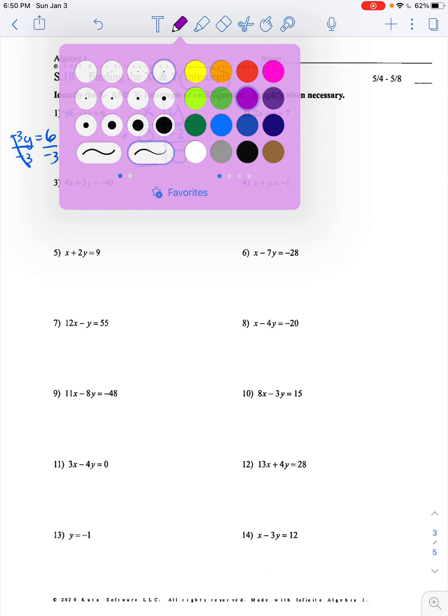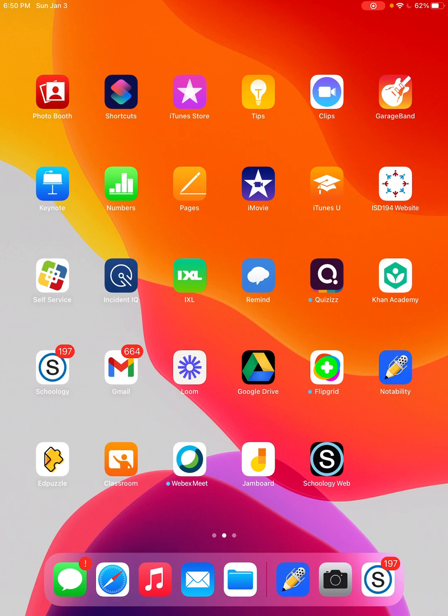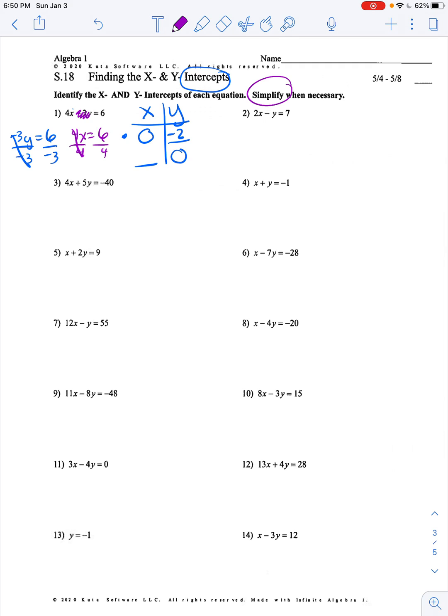Then when I go to do the same work for my X-intercept, I would be putting in a 0 for Y, so -3 times 0 would go away. I'd have 4x equals 6, dividing by 4, and then it says right here to simplify when necessary. So that means to reduce. So I would have 3 halves, or you might call it 1.5. So my intercepts are 0, -2, and 3 halves, 0.